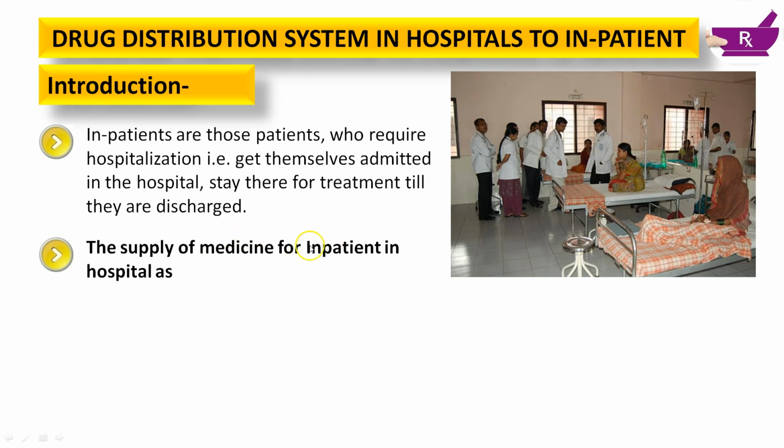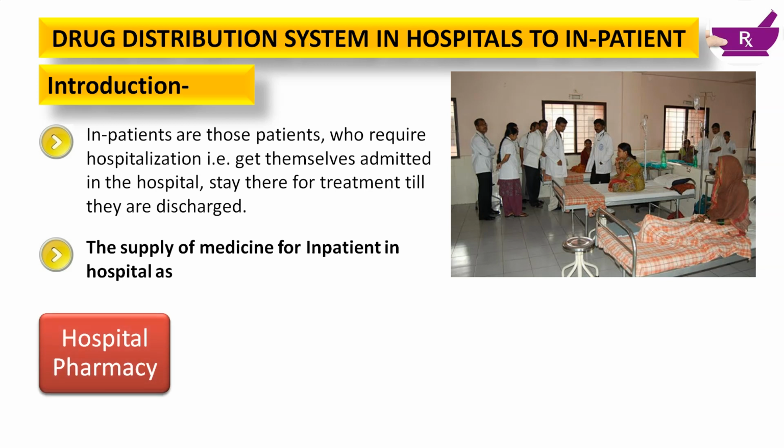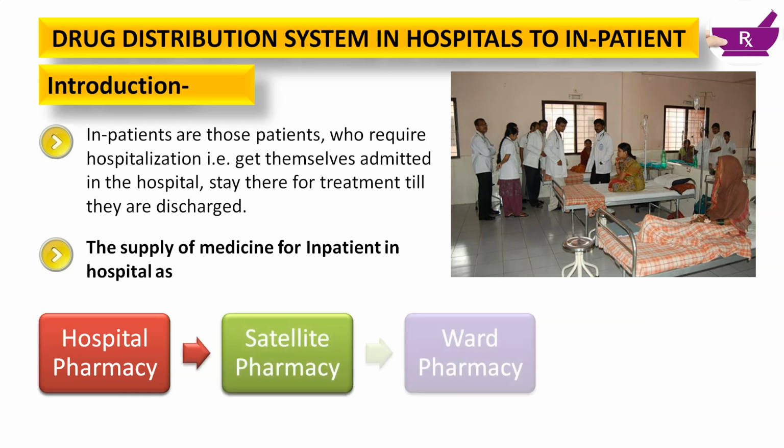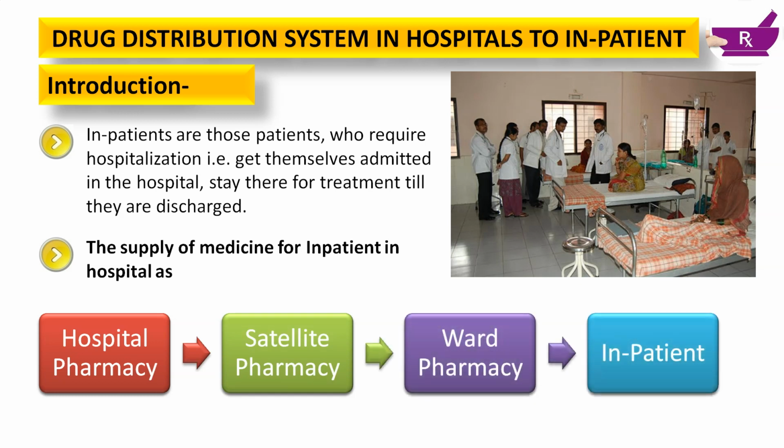Now, how does the supply of medicines for inpatients take place in the hospital? There is a chain through which the supply of medicines takes place. From hospital pharmacy, it reaches the satellite pharmacy. From satellite pharmacy, it goes to the ward pharmacy, and thereby it reaches the inpatient. Okay, this is the supply of medicine for inpatients in the hospital.